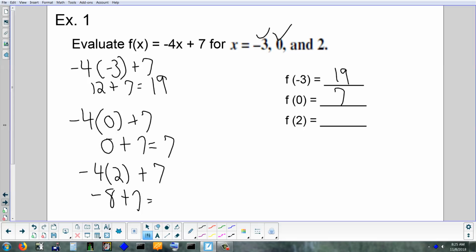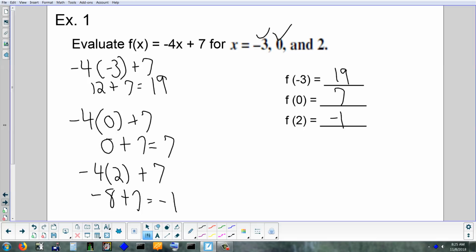Negative 8 plus 7. Negative 1. I'm going to go over here. I'm just going to write it next to f of negative 2. So I'm sorry, 2. When I plug in 2 for x, that's what I get. So that's all you're doing here, guys, is taking the x's and plugging them in.